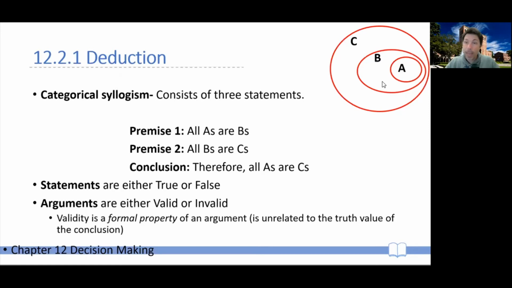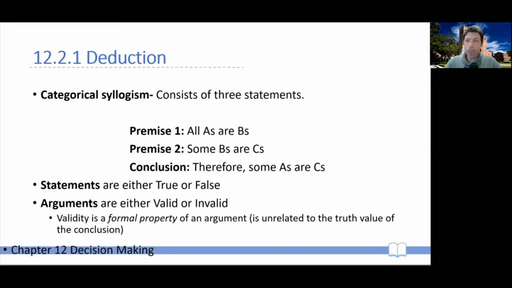But if you change the structure of the argument, you can change the entailment. You can change the relationship between premises and conclusions, and this might make a new argument valid or invalid. For example, take the following argument. All A's are B's, some B's are C's, therefore some A's are C's. Is it valid? And if you don't want me to tell you, pause now.